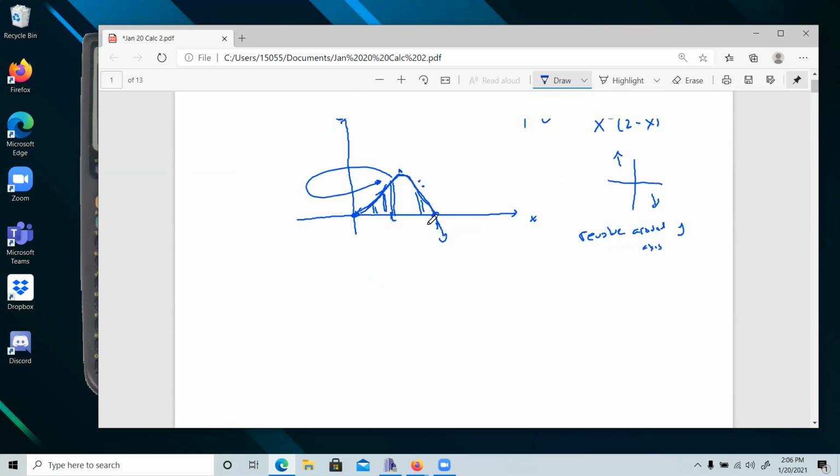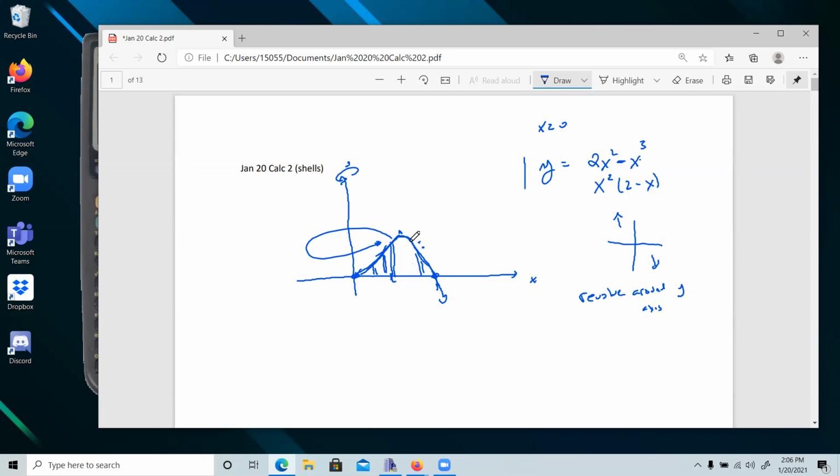That's why you need two of these methods, because doing this with cylinders, what we did yesterday, is going to be a major pain. Doing it with what are called shells, adding up all these tiny little shells, is going to be far easier.